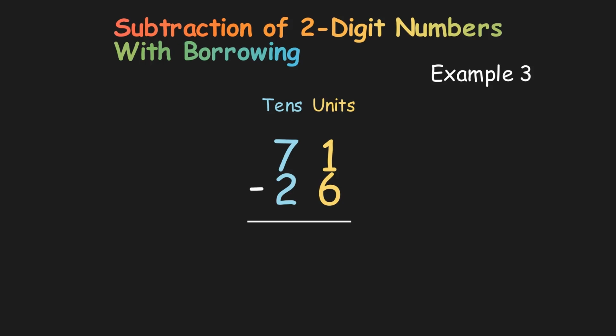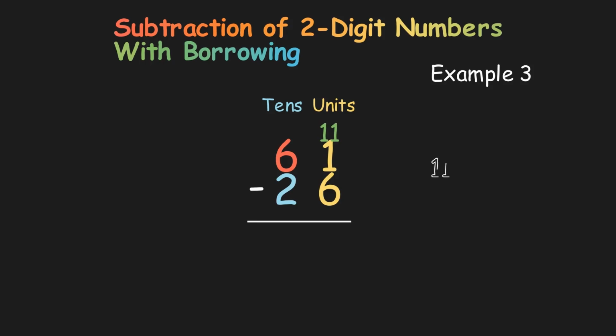Now, let's look at example 3, 71 minus 26. First, we arrange the numbers correctly according to their place values. Tens under tens and units under units. We begin from the units column, but we cannot subtract 6 from 1, because 1 is smaller than 6. So, we borrow 1 ten from the 7 tens. After borrowing, the 7 tens become 6 tens, and the 1 unit becomes 11 units.